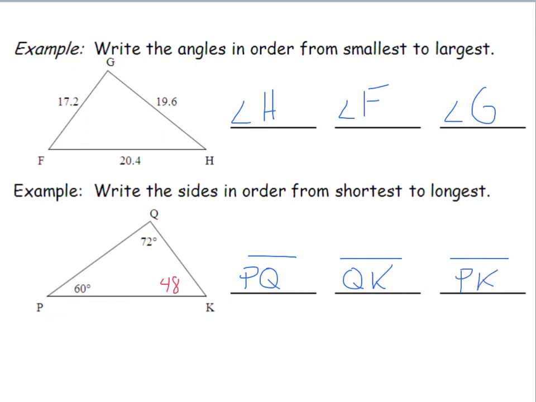Now you might be saying, well, it doesn't look like that in the diagram. It actually looks like maybe PQ would be larger than QK. You can't go based off of what the diagram looks like. Go based off of what the numerical values are.